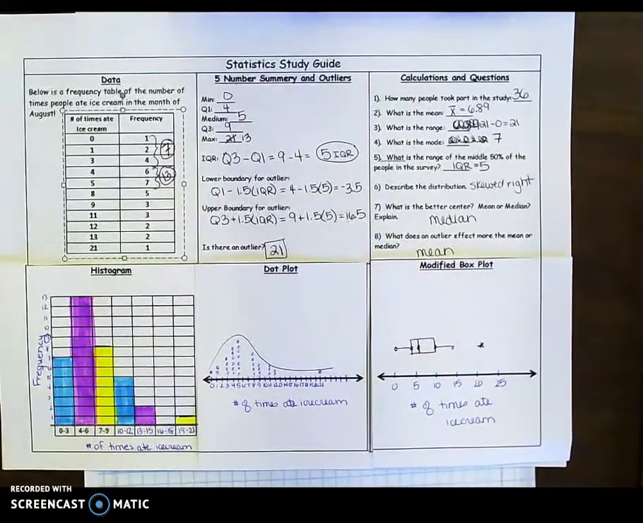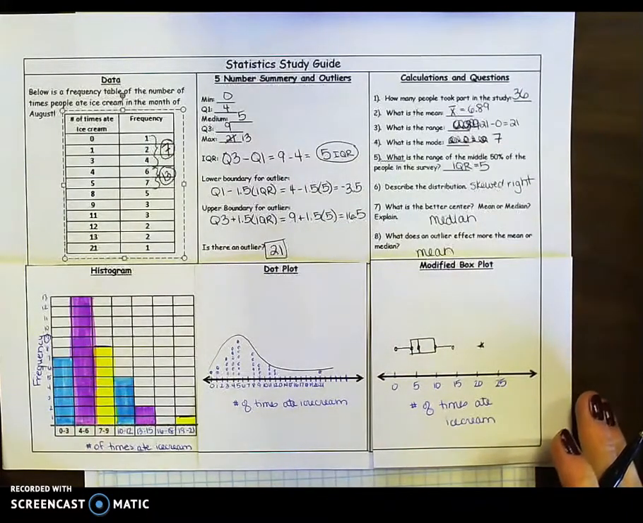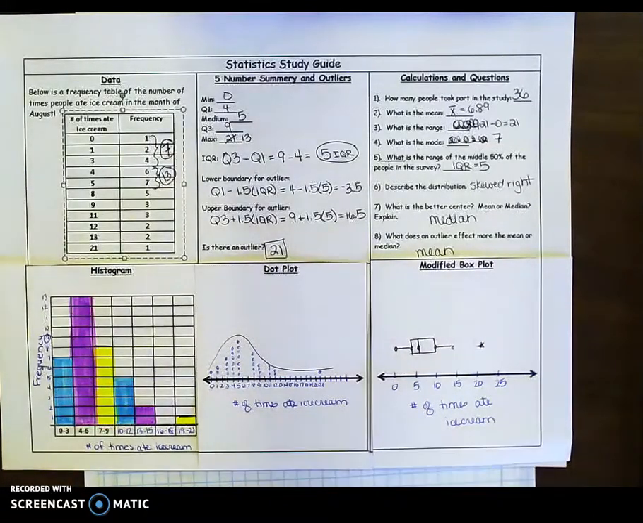All right, ladies and gentlemen, tomorrow in class, we're going to practice all of these, but now you have a study guide with everything in one location. Good job today.